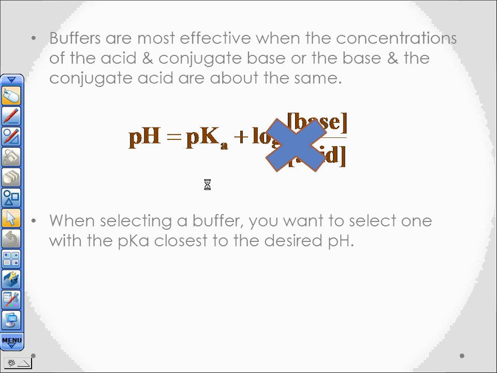And you can actually select a buffer. If you had a list of buffers, if you wanted a certain pH, you could take the negative log of all the buffers, and the one that's closest to your pH would be the best buffer for the solution that you're looking for.